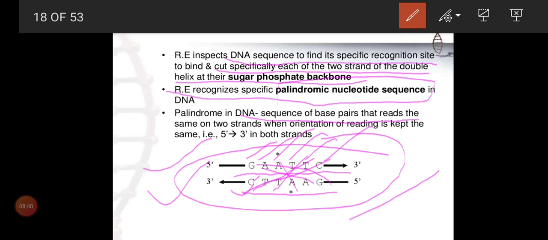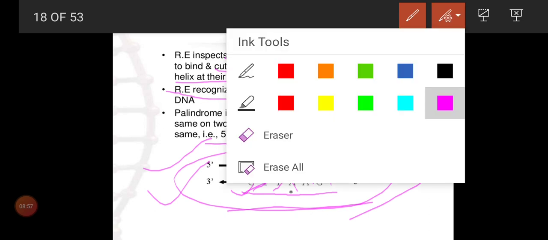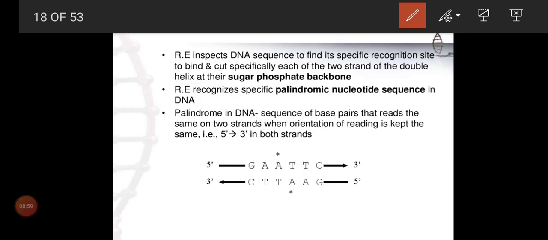So a palindrome is a DNA sequence of base pairs that reads the same on two strands when the orientation of reading is kept, that is 5 to 3 dash in both directions. Here also 5 to 3 and here also 5 to 3. Automatically we can get the same sequence. Is it clear, children? So that is the meaning, the concept behind palindromic nucleotide sequence. Is it clear?